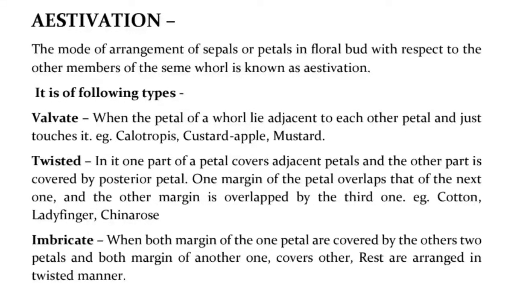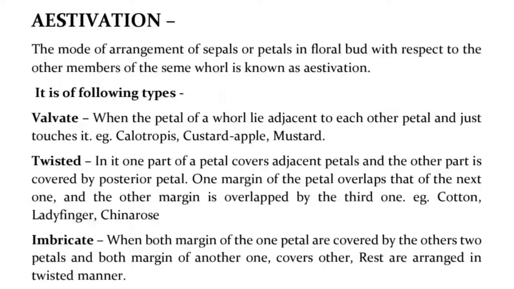Aestivation, the mode of arrangement of sepals or petals in a floral bud with respect to the other members of the same whorl, is known as aestivation. It is of the following types: valvate, when the petals of a whorl lie adjacent to each other and just touch, e.g. calotropis, custard apple, mustard.